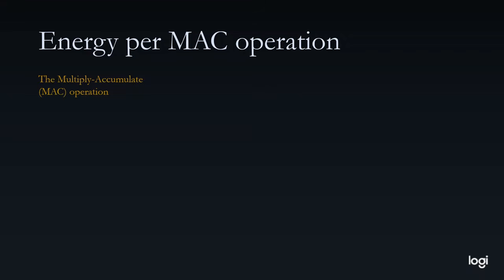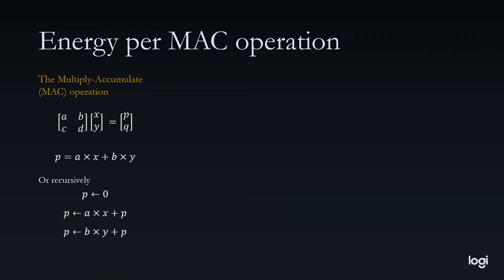Okay. So firstly, what is a multiply and accumulate operation? If we have a matrix, then conventionally we would do something like this on pen and paper. Alternatively, we can also do it recursively, where we initialize P with a value of 0 and then multiply and accumulate and go down the column or go across the row. And this is essentially the multiply and accumulate operation.